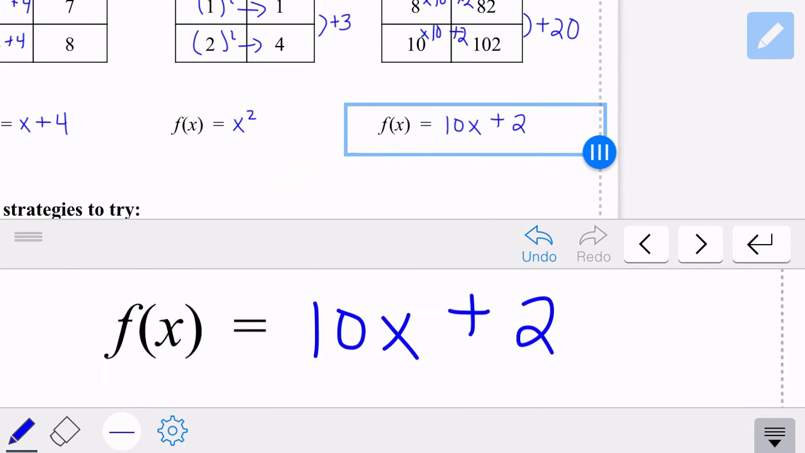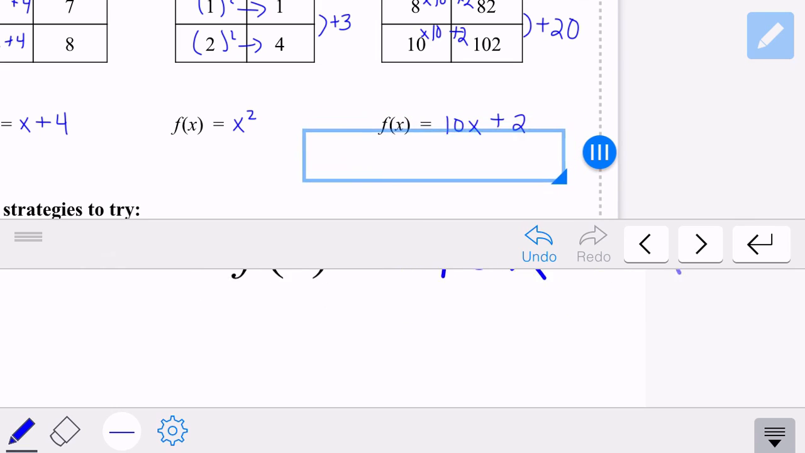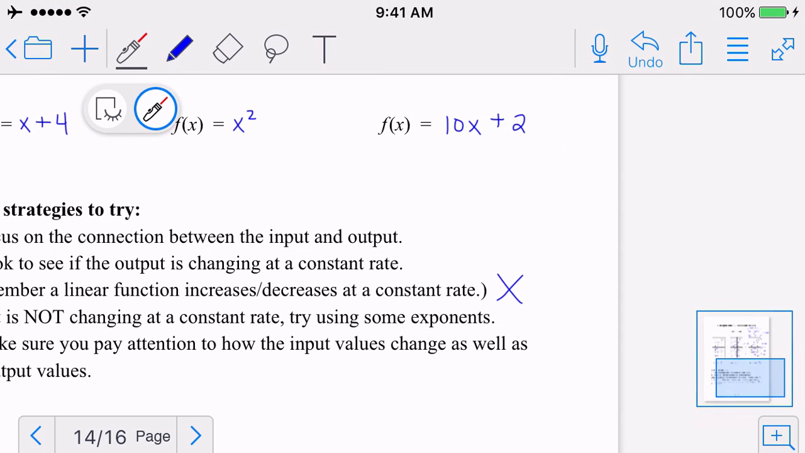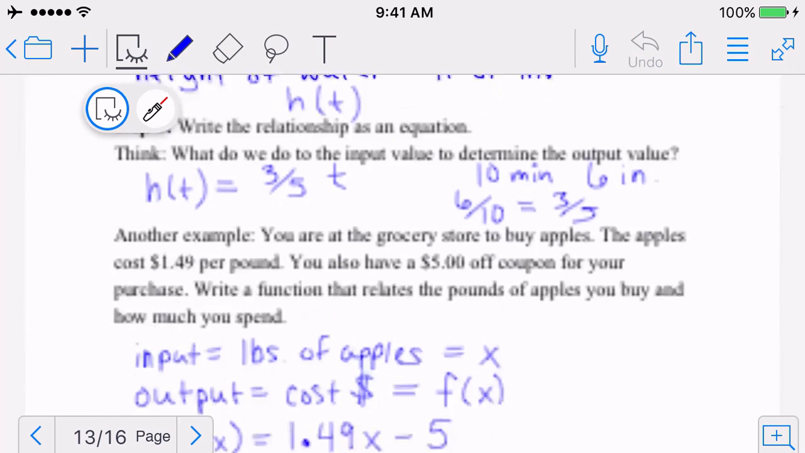All right, so hopefully you can kind of figure that out. Sometimes you won't have to do quite so much work, and you can kind of just think about what the change is between your x's and your y's, your inputs and your outputs, and just be able to write the equation. But just keep in mind these strategies over here, okay? They will help you out.